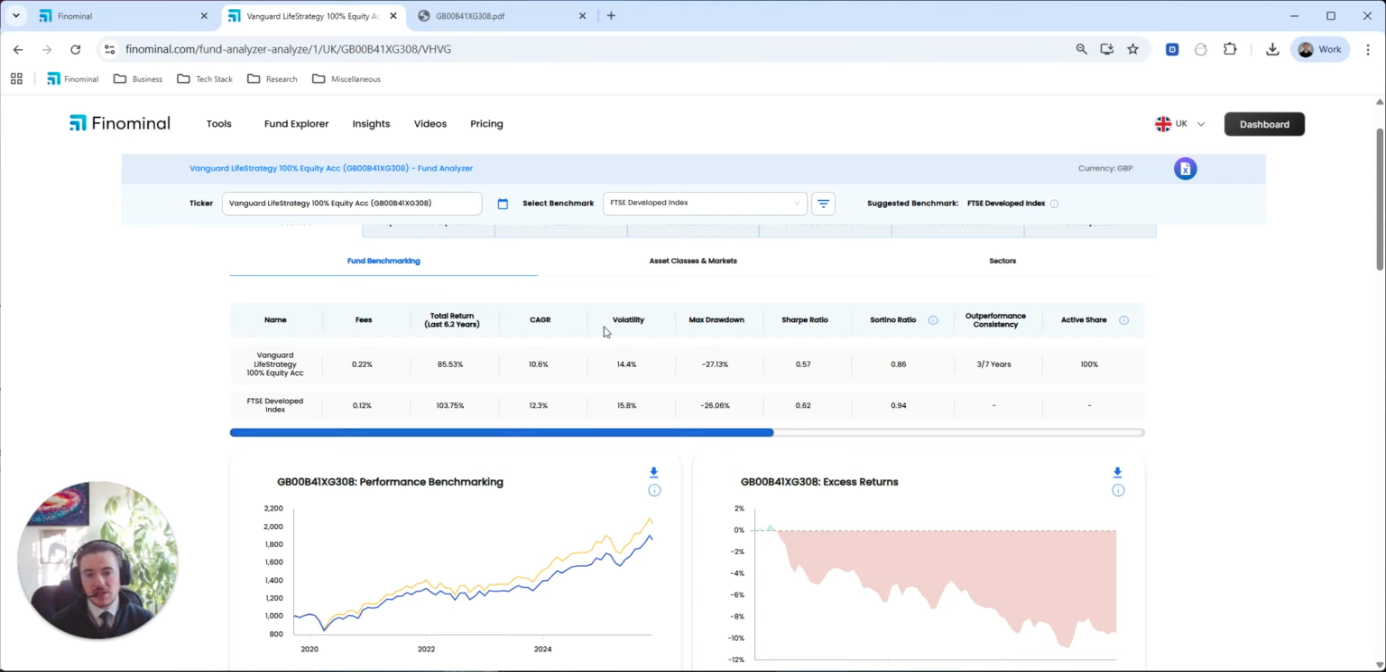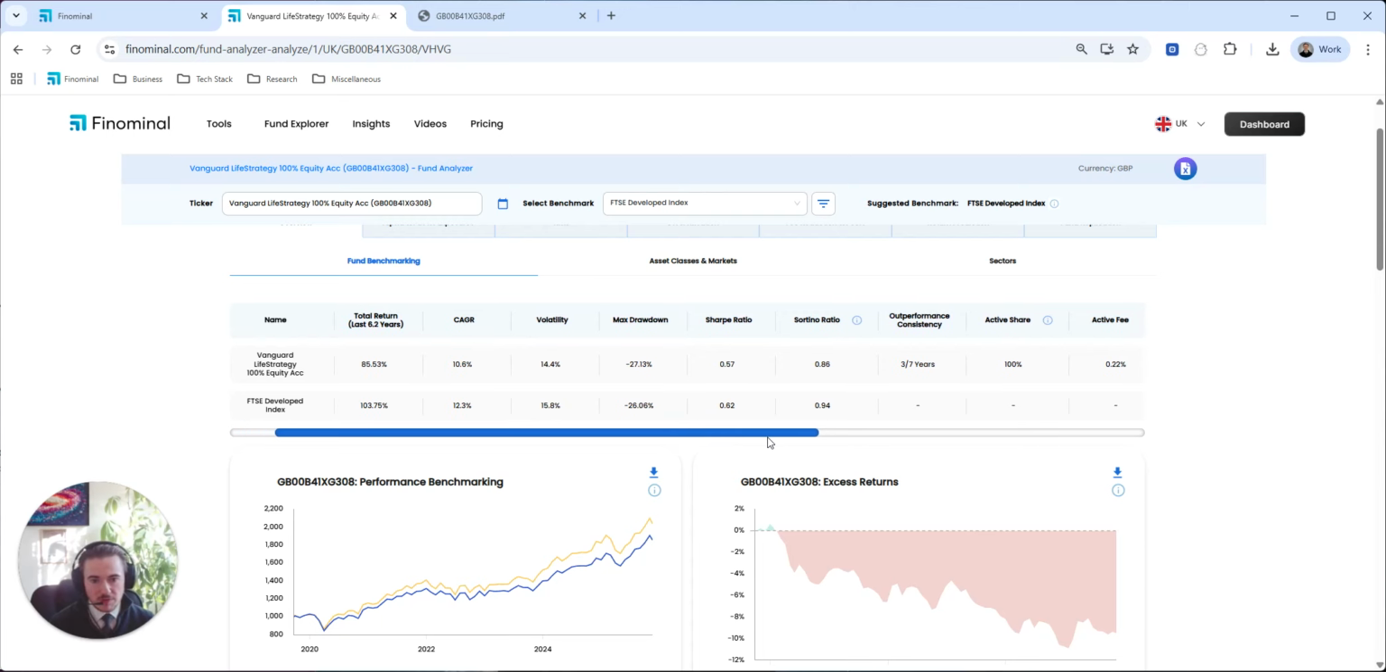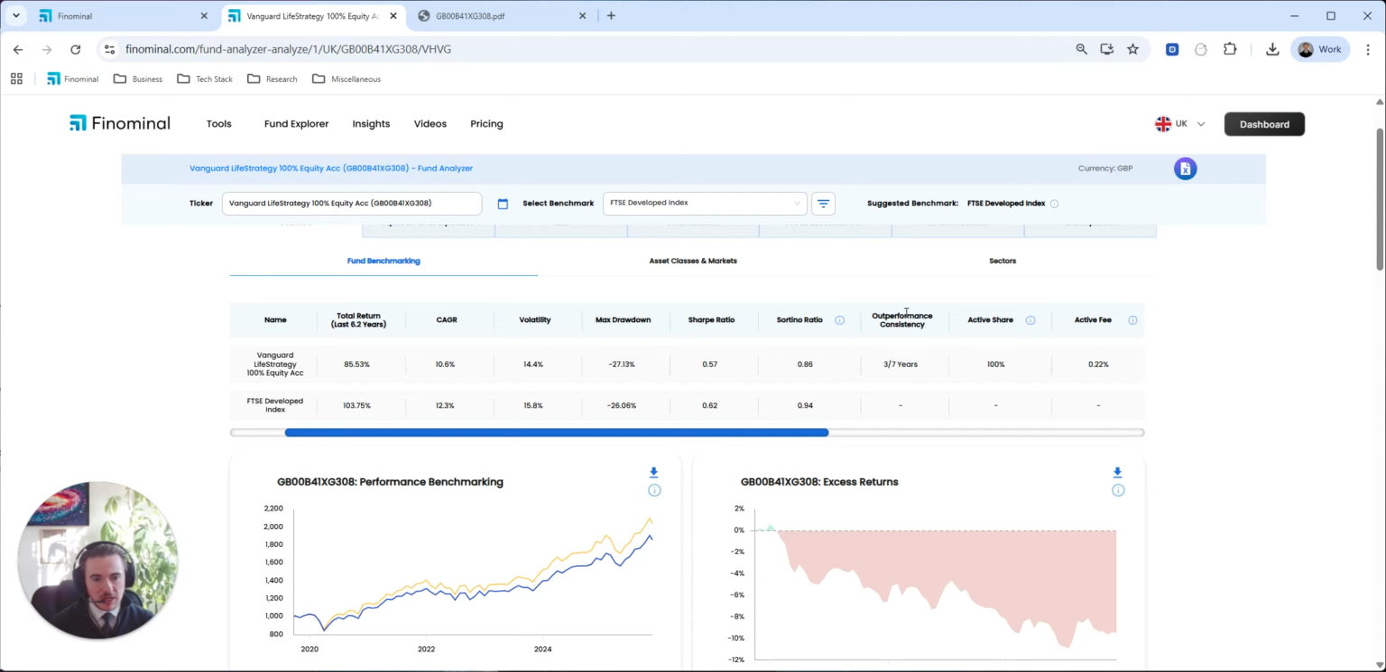We've seen a decreased amount of volatility though for the Vanguard fund than the index, though max drawdown has slightly been higher for the Vanguard fund versus the FTSE Developed Index. Sharpe ratio 0.57 for the Vanguard, 0.62 for the benchmark, and outperformance consistency against the benchmark of 3 out of the last 7 years.